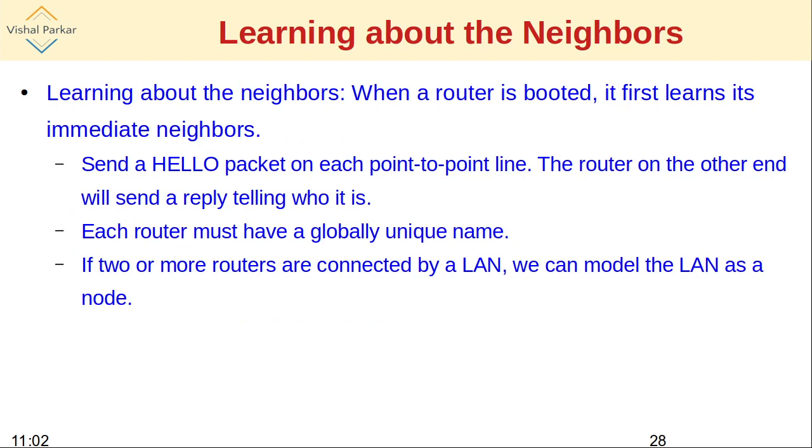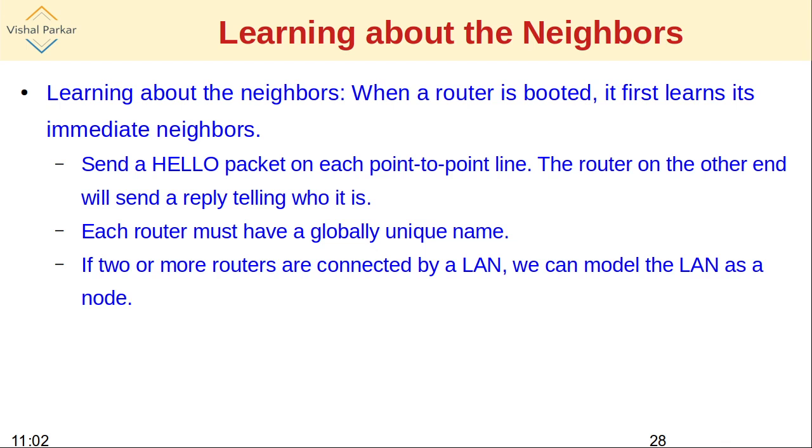So the first step is learning about the neighbors. When a new router is booted, or maybe a router which had already gone down previously comes up, it has to first learn its immediate neighbors, for which it has to send a hello packet on each point-to-point line. The router on the other end is expected to send a reply telling who it is, and that means it will advertise its network address, for which it is required that each router must have a globally unique name.